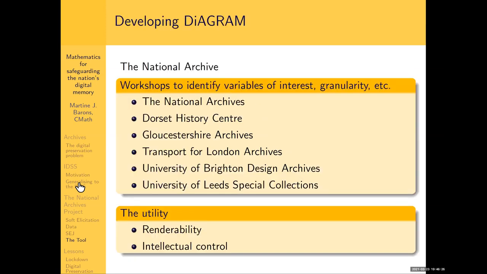So these were the partners. The National Archives were the main protagonists, but also Dorset History Centre, Gloucester Archives, Transport for London Archives, University of Brighton Design Archives, University of Leeds Special Collections, and the utility. And there were a couple of extra ones who came in a bit later as well. And renderability and intellectual control were the main outputs.